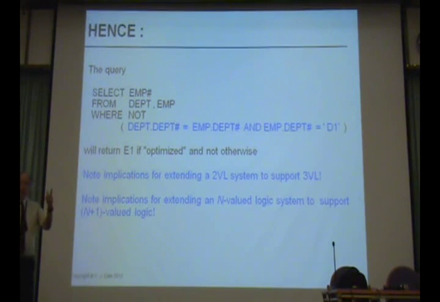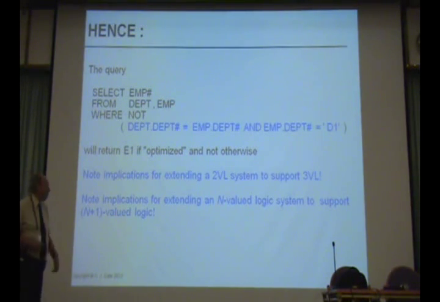Now suppose we take that original expression and drop it down into a query. So there it is. Select employee number from dept and employee, where not of all that. Well, if the optimizer does its thing and adds the additional term, the expression in parentheses will evaluate to false, not false is true, and we will retrieve the only employee we have, employee 1. If the optimizer did not append the additional term, this expression will evaluate to unknown, not unknown is still unknown, that unknown is converted to false, and nothing is retrieved. The details don't matter. The point is we get a different answer, depending on whether or not the optimizer appended the additional term.